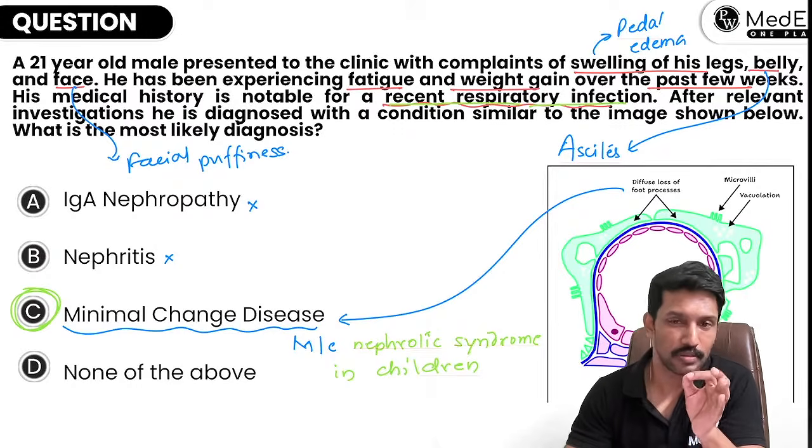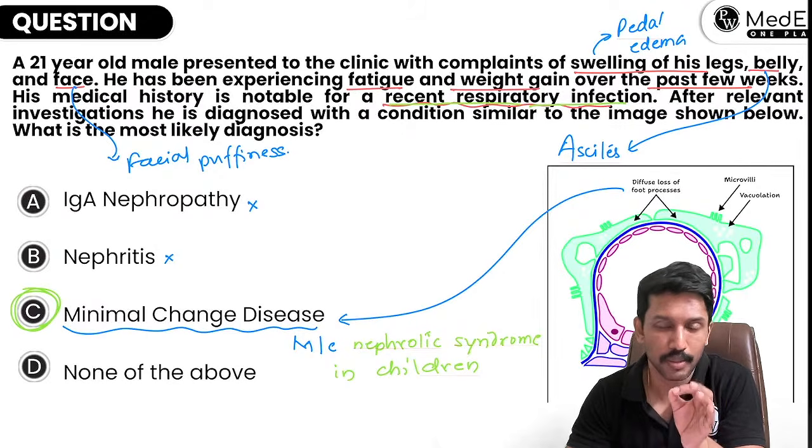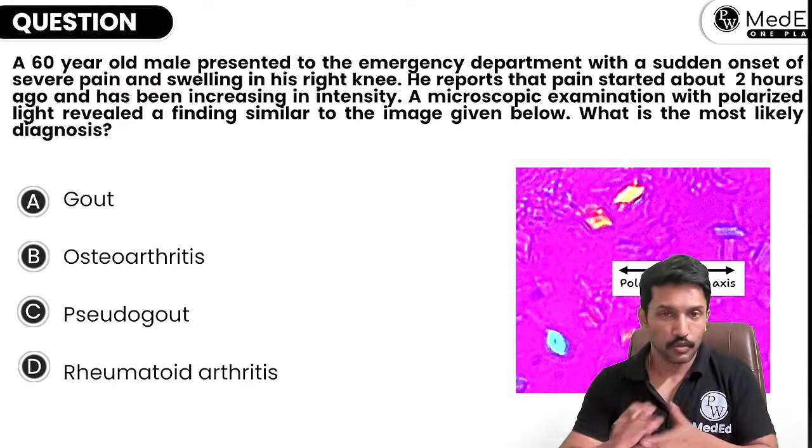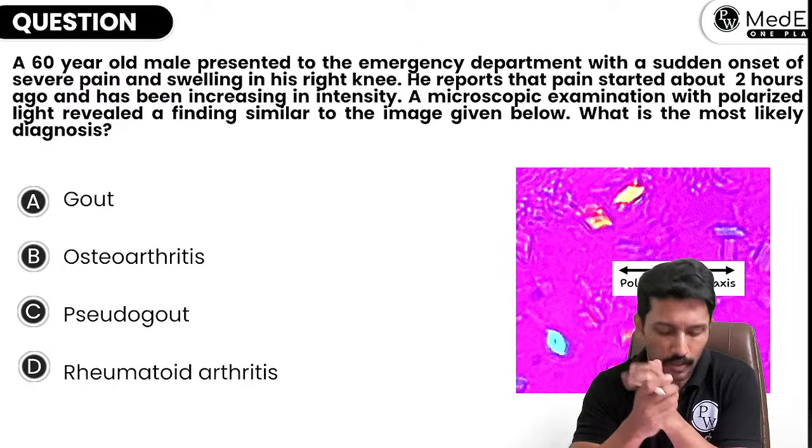Most common cause for nephrotic syndrome in HIV patients is focal segmental glomerulosclerosis. Okay, now let's go to the next question. We had a question on this topic earlier also.